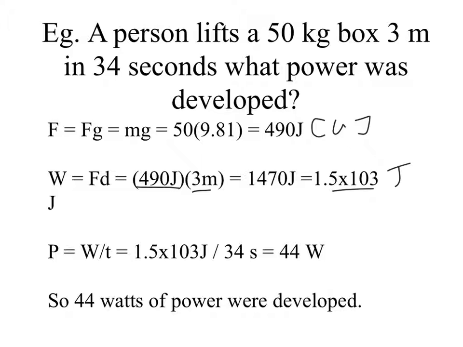To find the power, you divide the work by the time. If we lift it in 34 seconds, you end up with 44 watts. So that's what 44 watts basically means, is you are doing a certain amount of work in a certain amount of time. It's how fast are you doing the work.